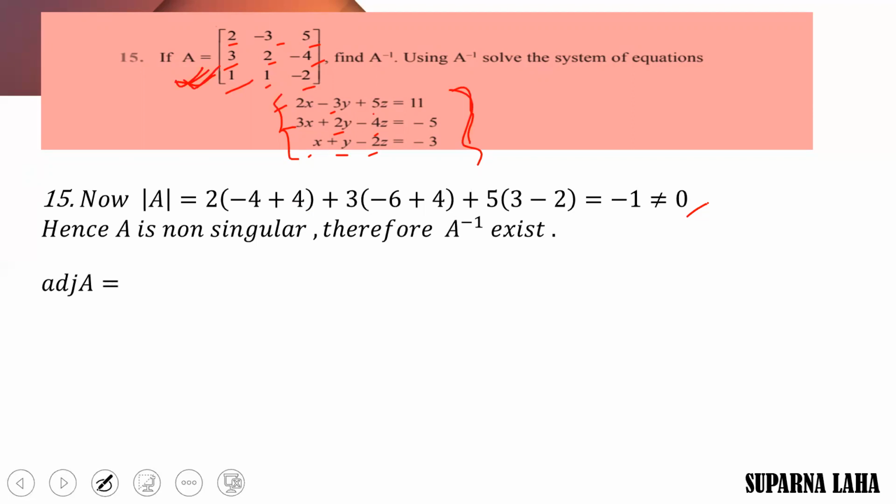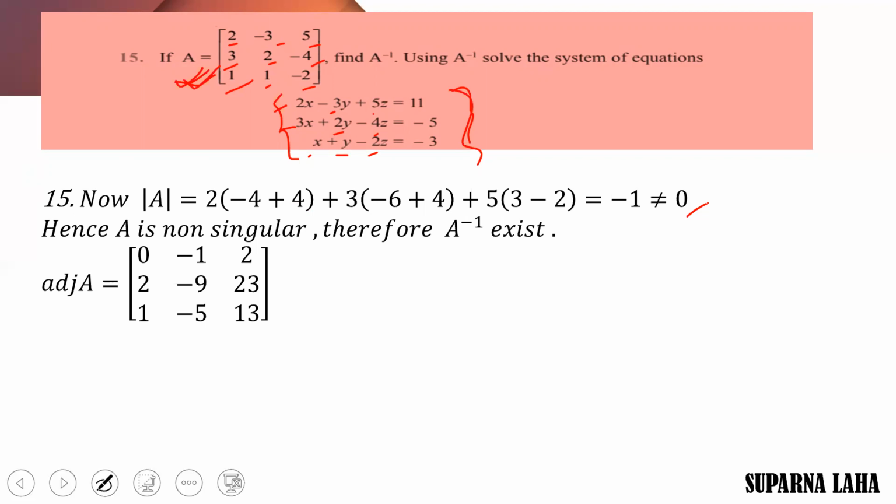So if A inverse exists, find adjoint. So write down the cofactors and take its transpose. I'm just writing down the value directly. You can solve it in rough, and you can write down directly the value of this adjoint, or you can solve it, that is writing down the cofactors and then taking its transpose.